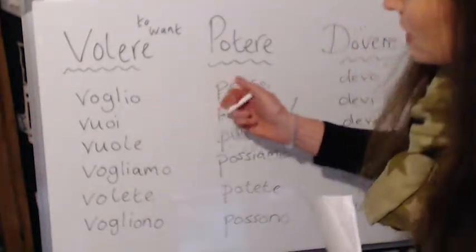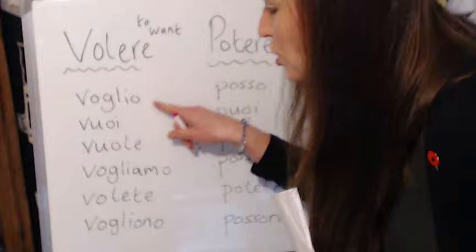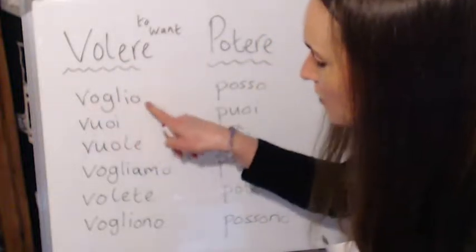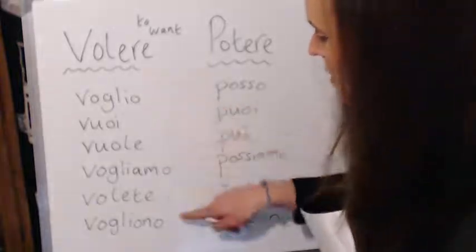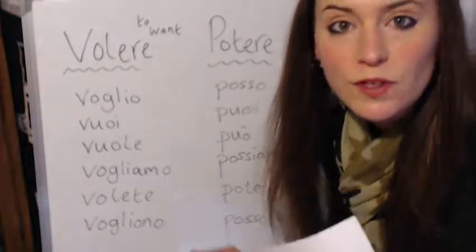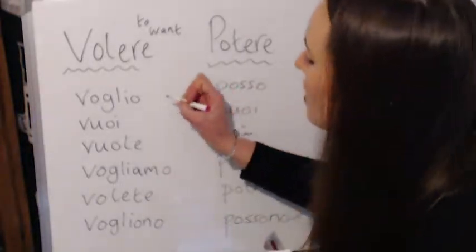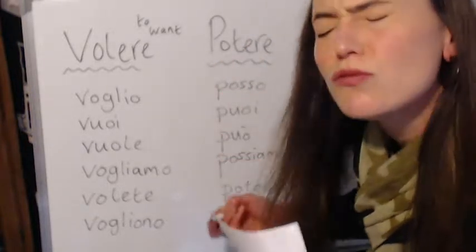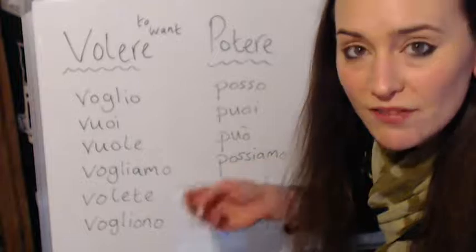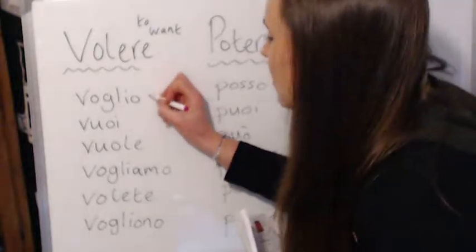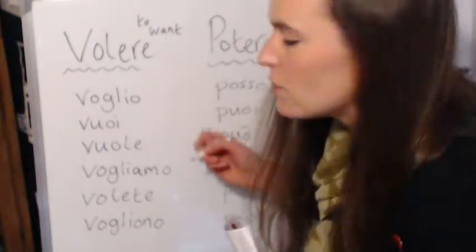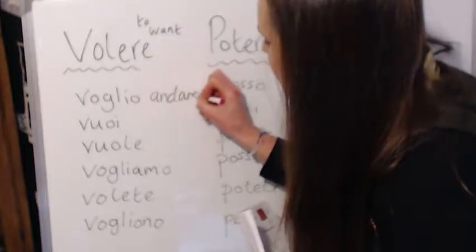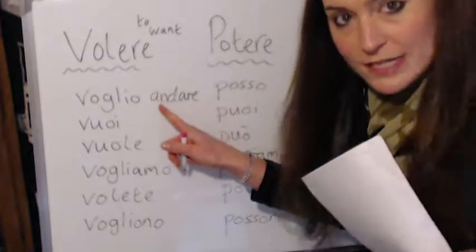The useful thing about this conjugated verb, so you've changed it from the infinitive form into the conjugated form, is that these are all present tense, because that's what we've been focusing on this course. Once you conjugate these, you can do something really useful, which you can't do with every verb in Italian. That's why they're really helpful verbs. If I said voglio andare, I want to go, what have I done there?